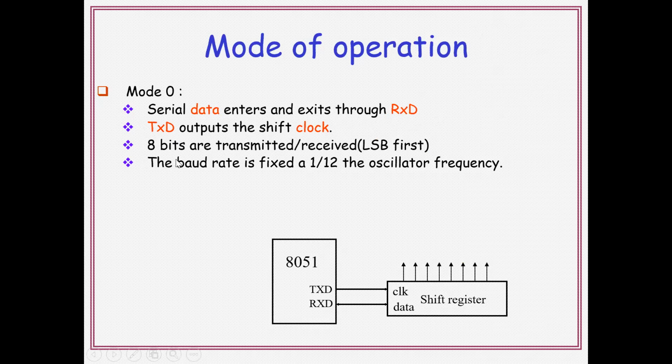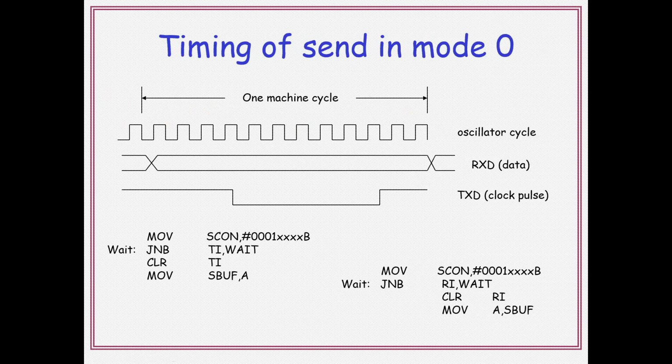Okay. And next, 8 data bits are transmitted and 8 data bits are received. Only 8 data bits. There is no start and stop bit. Always LSB is first. The baud rate is fixed, that is 1/12 of the oscillator frequency. So in this case, remember that data transmission and receiving happen through only the RxD pin, and TxD outputs the shift clock.